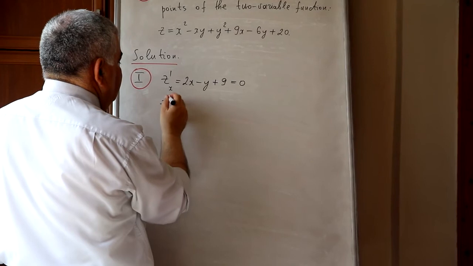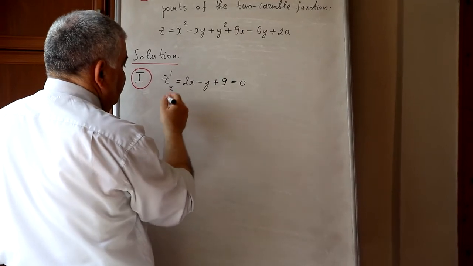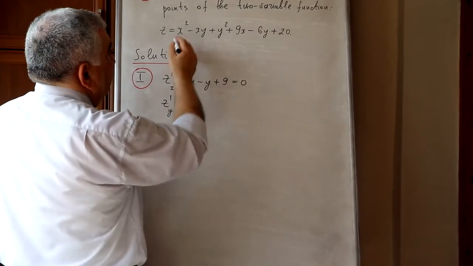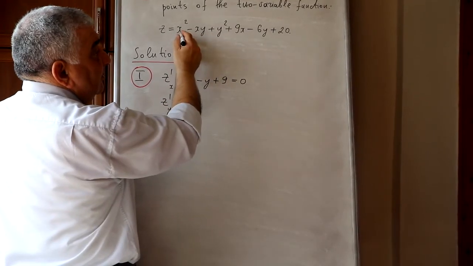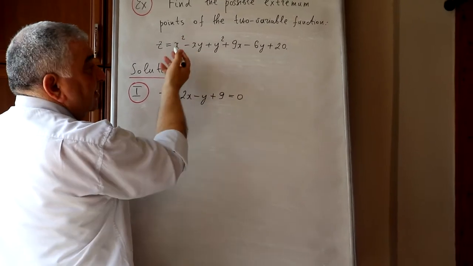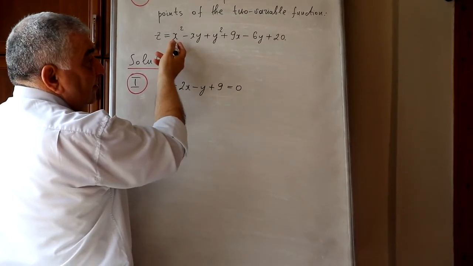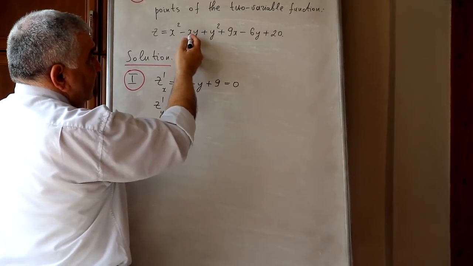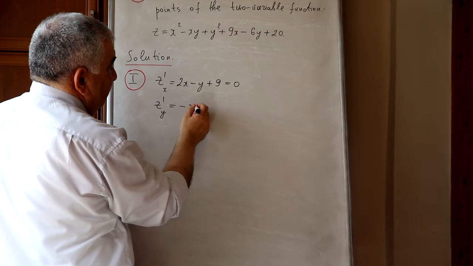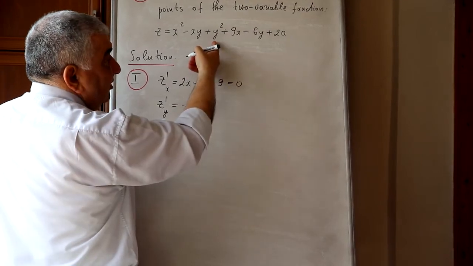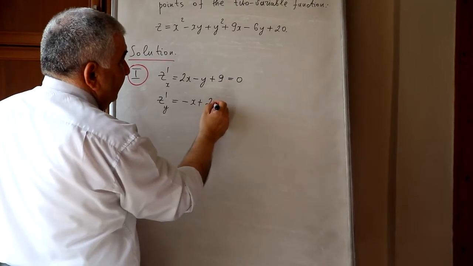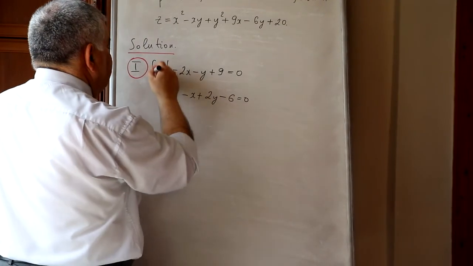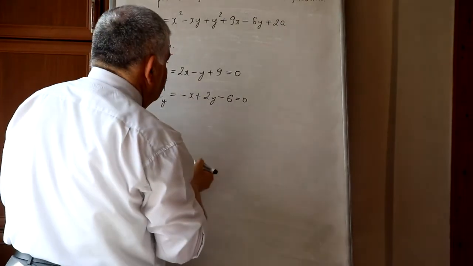Then find the other first order partial derivative, with respect to y. The derivative of the first term with respect to y is 0 because it doesn't depend on y. Then x is a constant factor, so minus x, plus the derivative of y squared with respect to y, which is 2y, minus 6, equals 0. So we obtained this system.